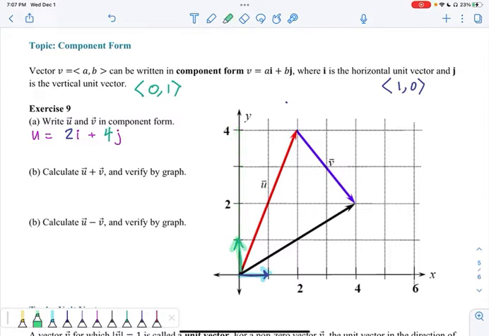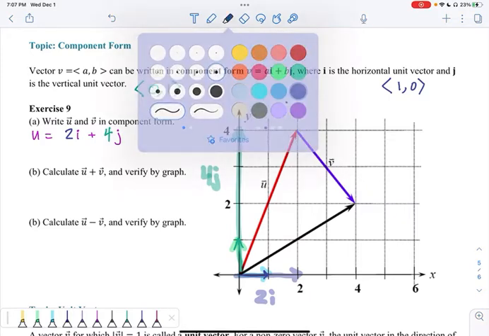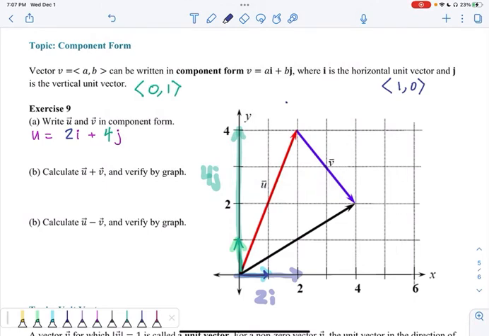So if I took this vector here, which is 2i, and then I took this vector up here, which is 4j, and I added them together, well, how do we add vectors together? We just line them end to end. So 2i, I could line up on top of 4j, and then I see that u, this one in red here, starts at the beginning where 4j starts and ends at the end where 2i would end. And so that is a way of writing this vector u in component form.